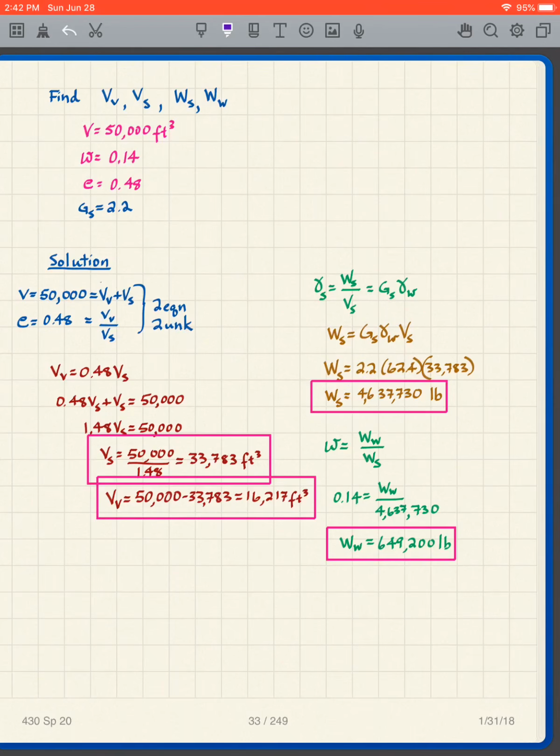And then how can I get the weight of the water? Well, I know that the water content is weight of the water over weight of the solids. And I'm given the water content as being 0.14. So I can again simply plug that in, and then I solve for the weight of the water. There's my weight of the water. And I have solved for everything that we need.